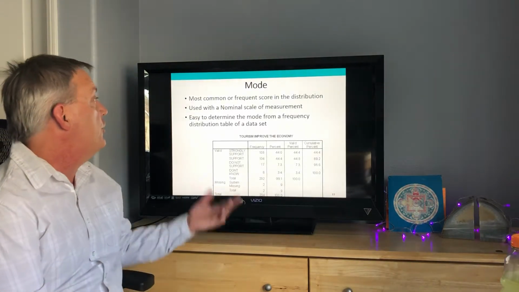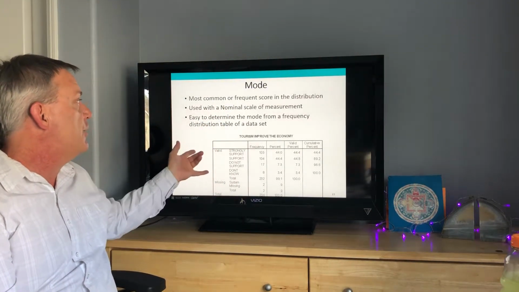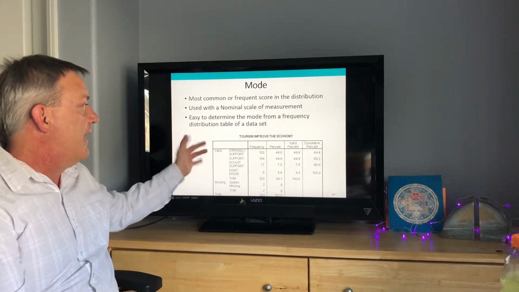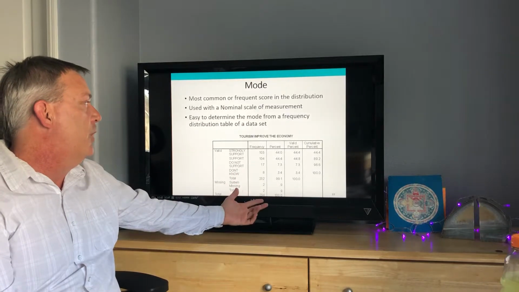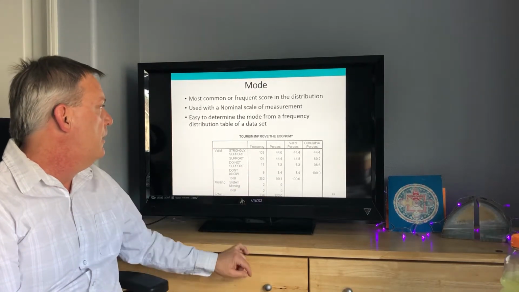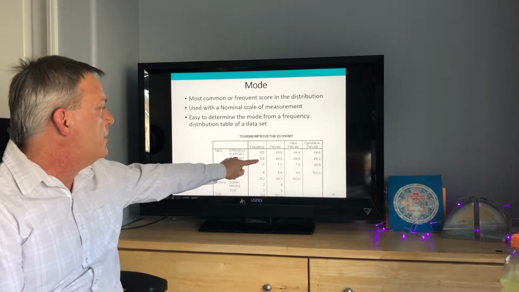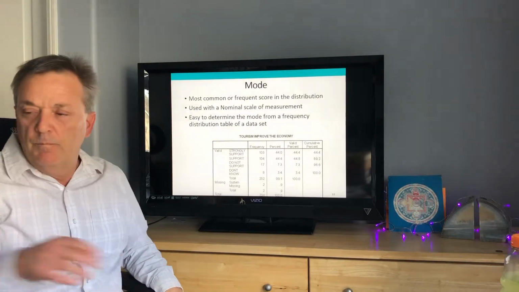So the mode is the next one, and it's the most common or frequent score in the distribution. It's used with nominal scales of measurement, and it's easy to determine the mode from a frequency distribution table of a data set. As you can see right here with the percentages, the mode is right here, which is support. And the frequency of scores as well, you can see here. So either way.